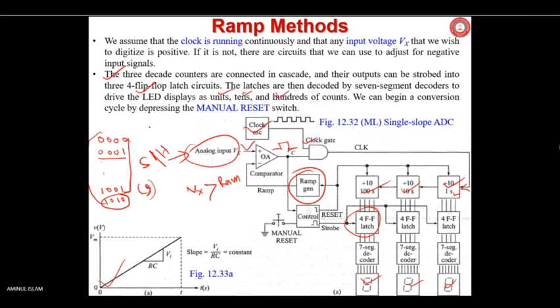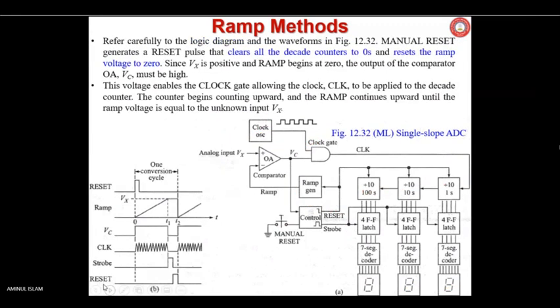We can begin a conversion cycle by pressing the manual switch. We press it, and it gives a reset command to the ramp generator as well as the counters. It will start counting from 0 onwards. The initial value will be 0 for the counter as well as for this ramp. Refer carefully to the logic diagram and waveforms. Manual reset generates a reset pulse that clears all the decade counters to 0. Outputs are 0, and it resets the ramp generator to 0. The initial value here is 0.